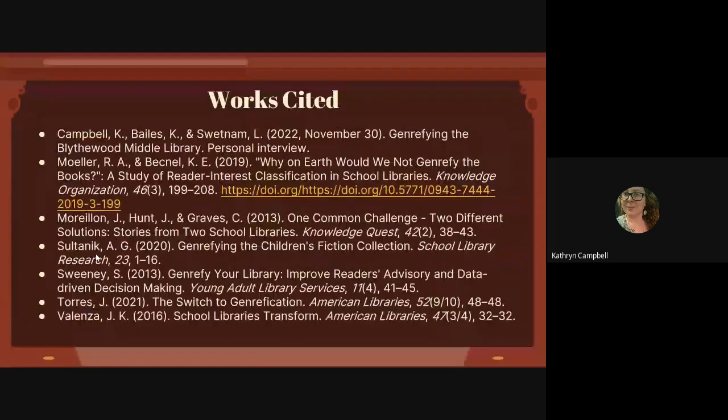And here's my references, Works Cited page. The first is the personal interview that I did with my school librarian, and the rest of these were some very helpful journal articles that I found that discussed the process of genreification, what it was, and how other school librarians went about doing it.